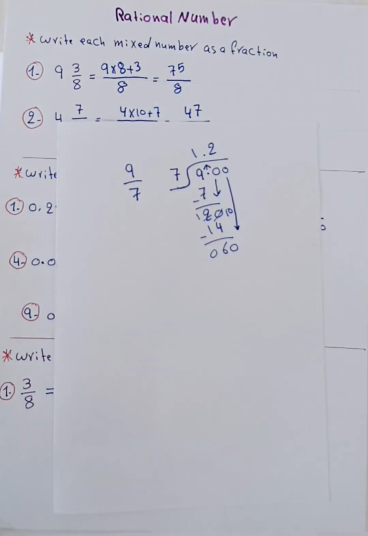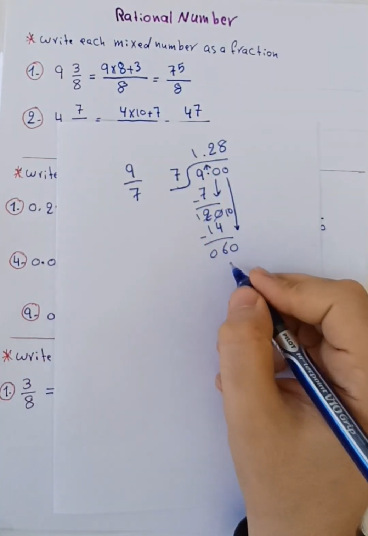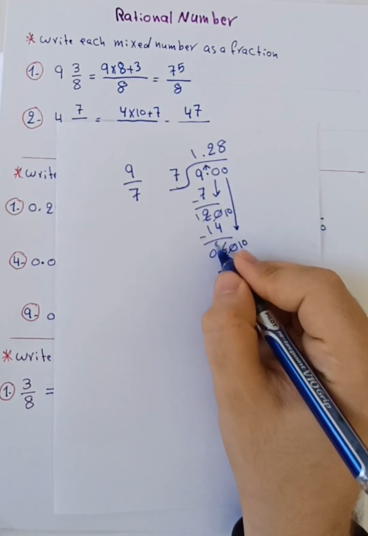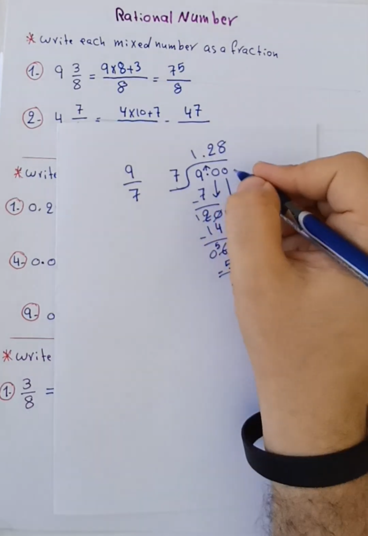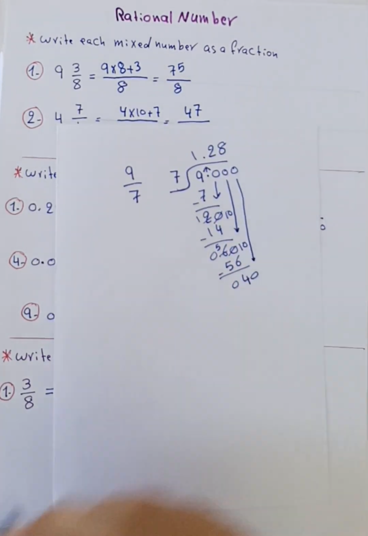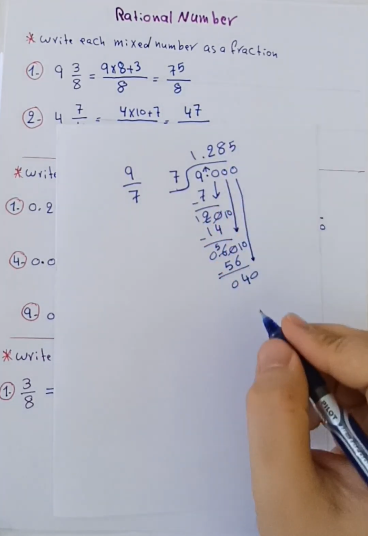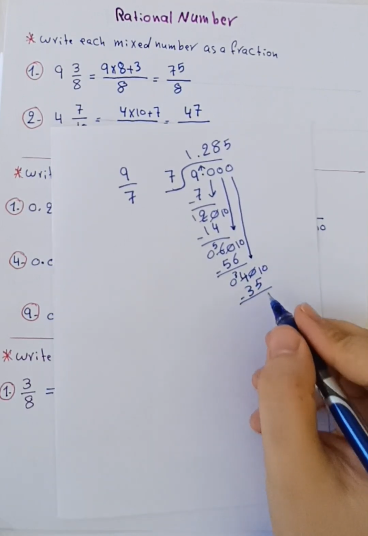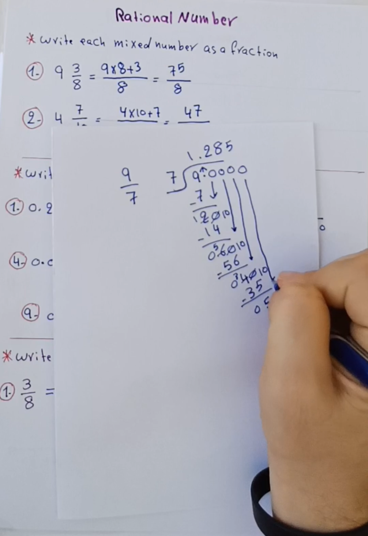You have 60. 60 divided by 7 equals 8. 8 times 7 equals 56. This 0 becomes 10 and 6 becomes 5. 10 minus 6 is 4, and 5 minus 5 is 0. And then you have to write another 0 and bring it down, you have 40. 40 divided by 7 is 5. 5 times 7 is 35. This 0 becomes 10 and 4 becomes 3. 10 minus 5 is 5. 3 minus 3 is 0.